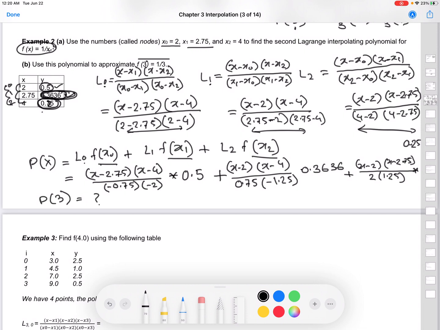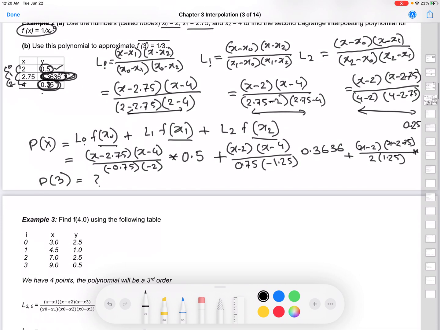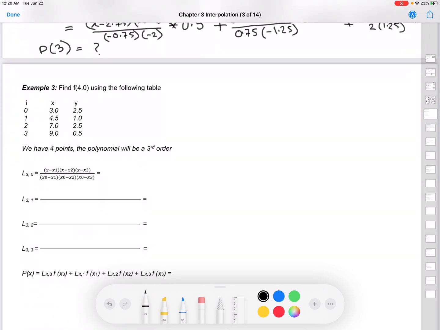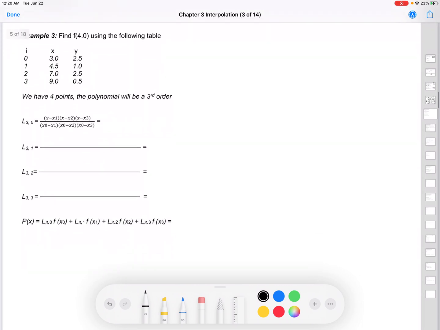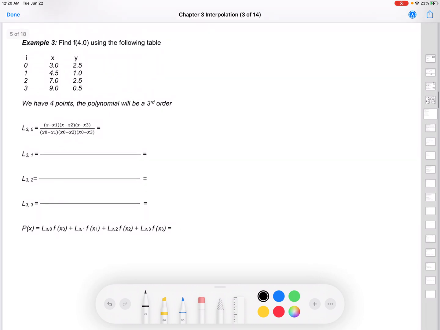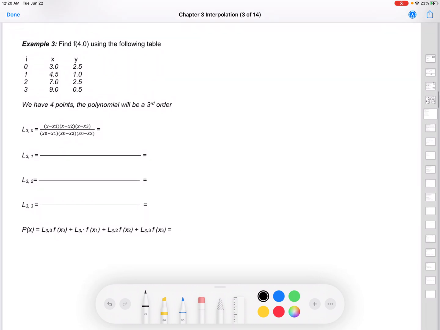Now I am going to the next one. It is calculating the same thing, but you have more points. And why am I doing this? Because I want to help you identify the pattern for L0, L1, L2, L3. Okay, so this one is saying find f of 4.0. These are the values of x and y.